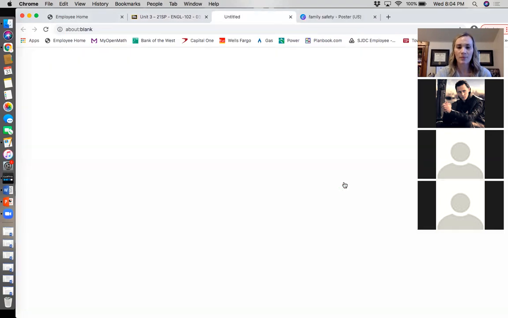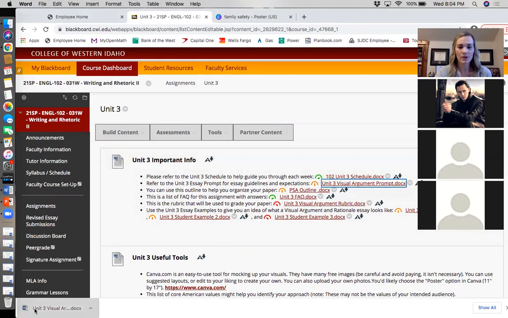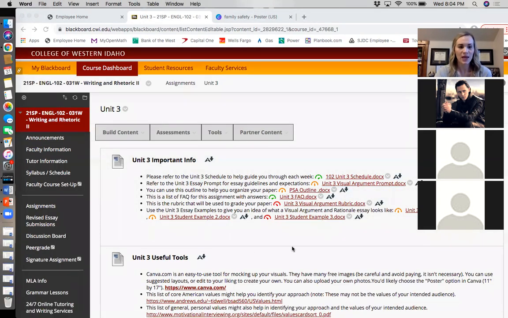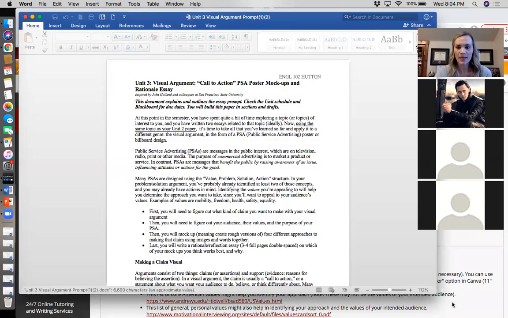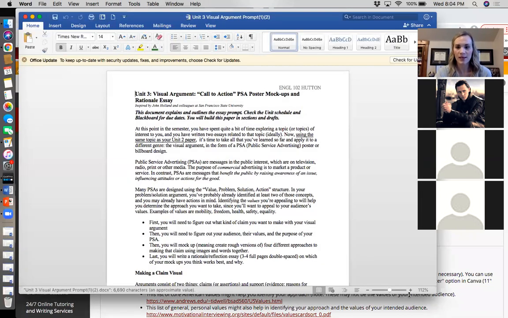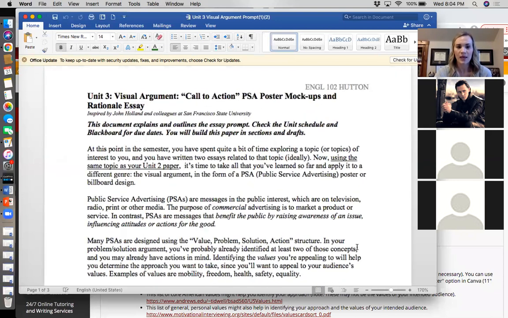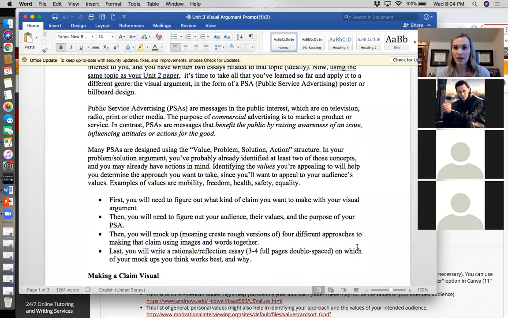Here we have the prompt, which is something that we're going to be going through. This is something I briefly went through in our last Zoom meeting. Let me zoom in here for you guys. Okay, basically, we already went over this, but what you're going to be doing is creating 4 separate PSA posters, but they should all be about the same topic, all making the same claim. They just all need to be different from each other.